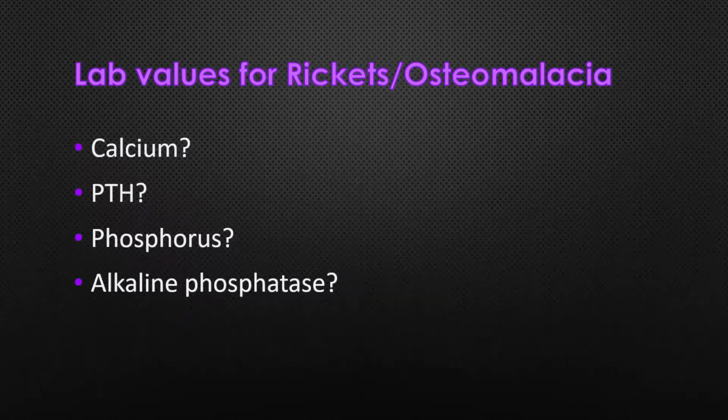What's PTH going to be? High. Yeah, that low calcium is stimulating more and more PTH production. And you're not getting enough calcium. It's consistently low, and so you have high PTH. What about phosphate? Yeah, low, we said PTH is stimulating the kidneys to excrete phosphate.